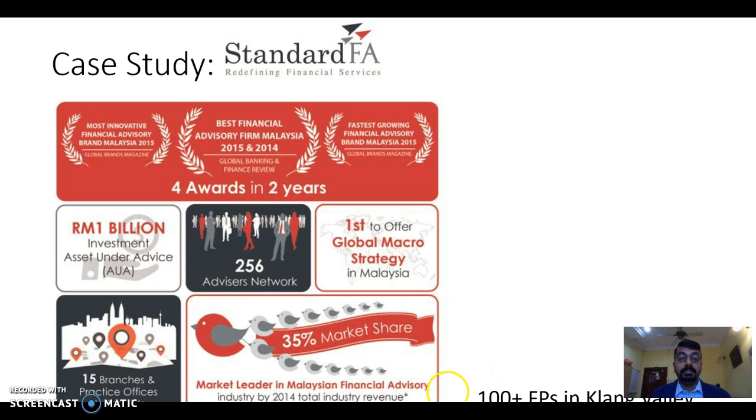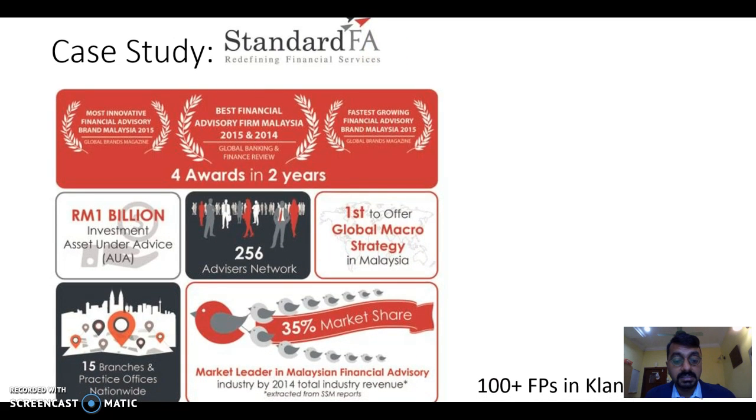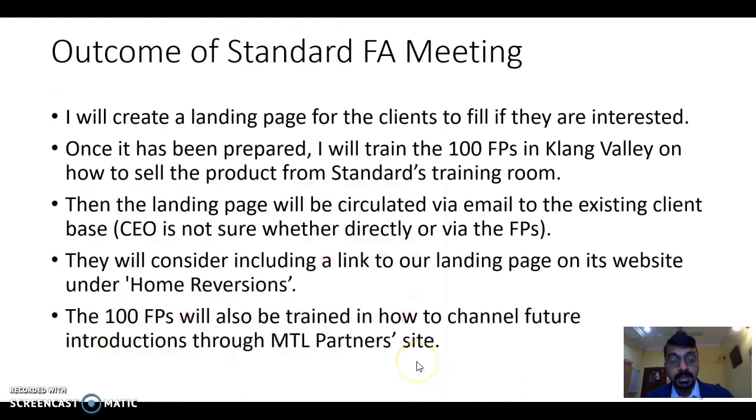This is a party I've already met. It's called Standard FA, and Standard FA is a financial planner. If you look at them, they've won a lot of awards. They're one of the biggest. They have 35% market share, 15 branches across the country, and 100 financial planners in the Klang Valley. And the good thing is that they were very interested in our product, on both the buyer and the seller side.